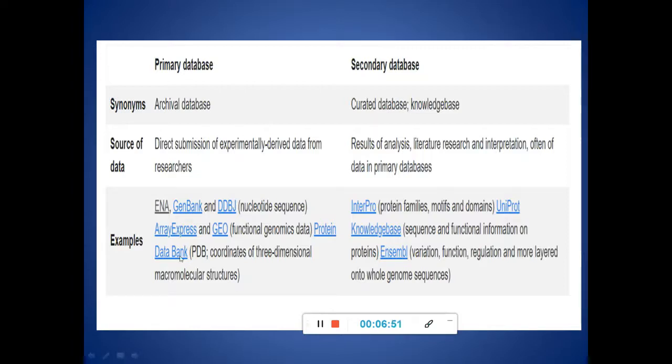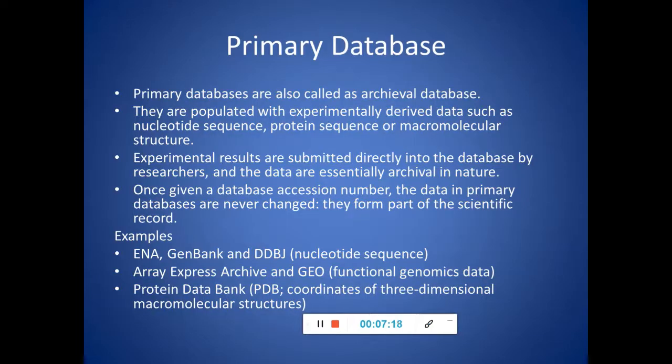Now, the examples that we have are the ENA database, the European Nucleotide Archive, GenBank, DDBJ, ArrayExpress and GEO. These are all examples of primary databases. Whereas the secondary databases are InterPro, UniProt, Ensembl, etc. What are these? I am not explaining it now. We will go into the details when we explore them separately.